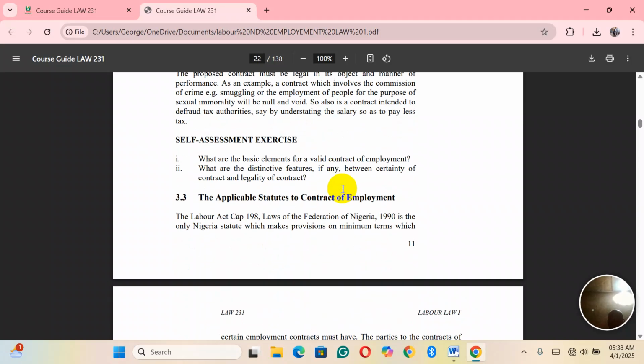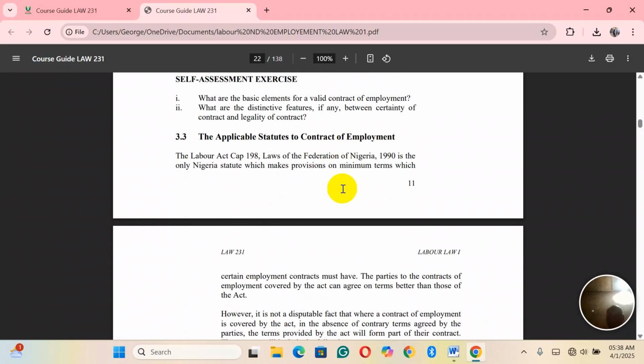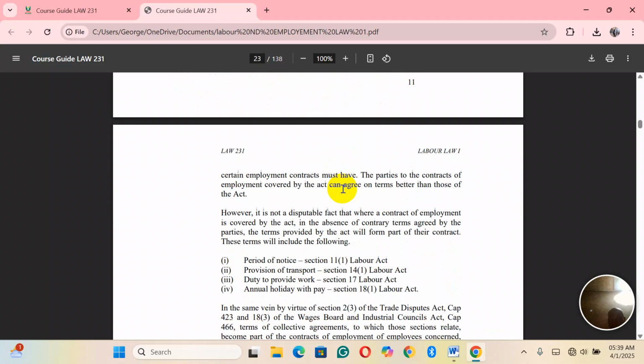And we're moving on to the application of the statutes to contracts of employment. The Labor Act, Cap 198, Laws of the Federation of Nigeria 1990, is the only Nigerian statute which makes provision on minimum terms which certain employee contracts must have. The parties to a contract of employment covered by the Act can agree on terms that are better than those of the Act.